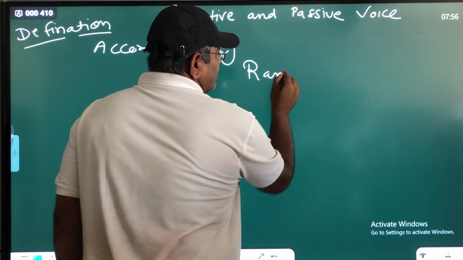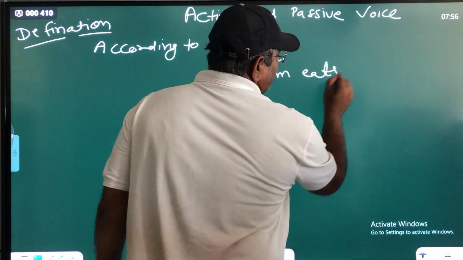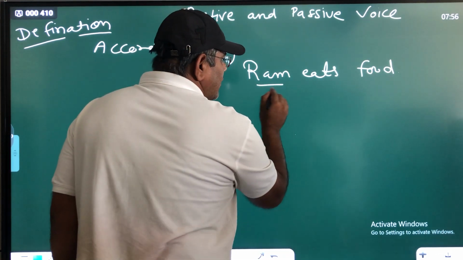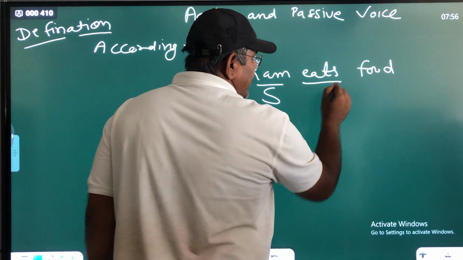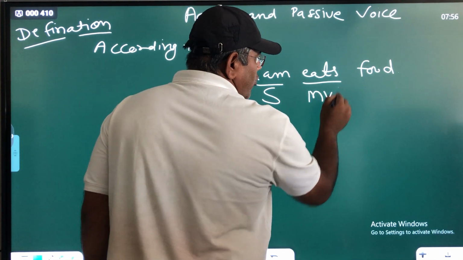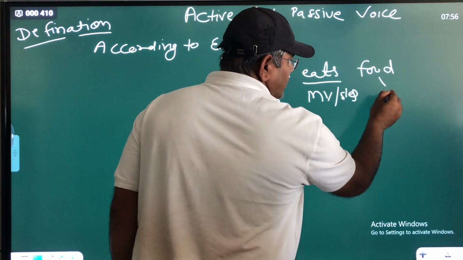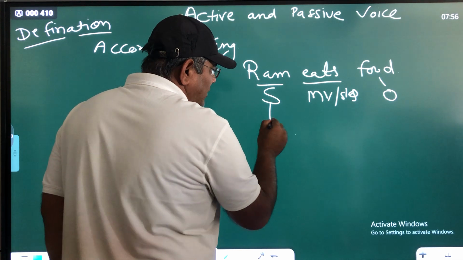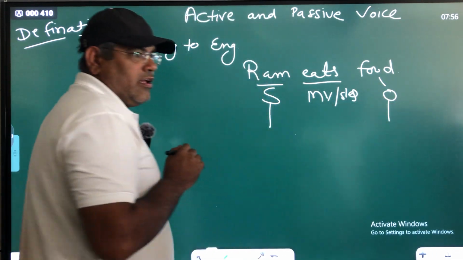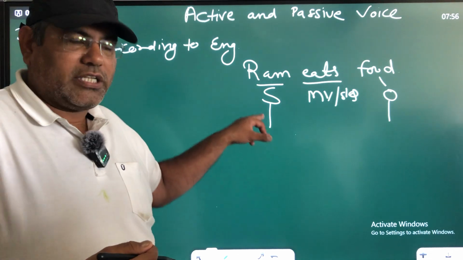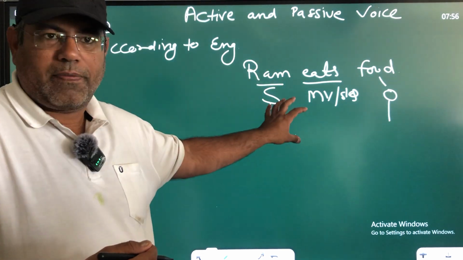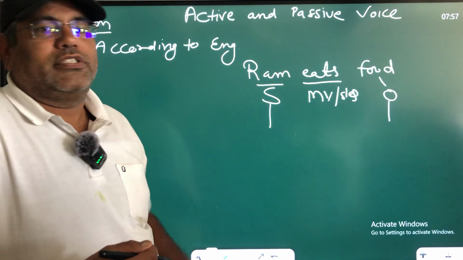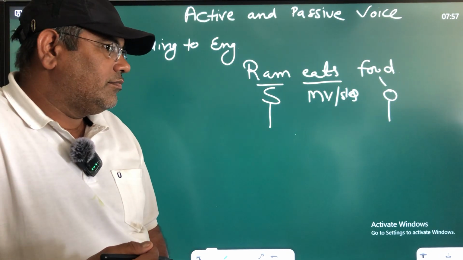Ram eats food. Okay, Ram is the subject, eats is the verb's first form with S and ES, and this is the object. So Ram is the subject and food is the object, but we are talking about the subject because the subject is active here rather than the object. Is that clear? So this is the active voice. Am I clear?